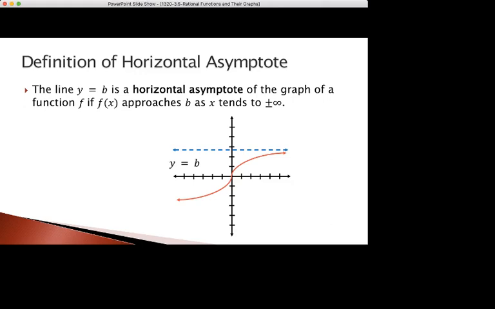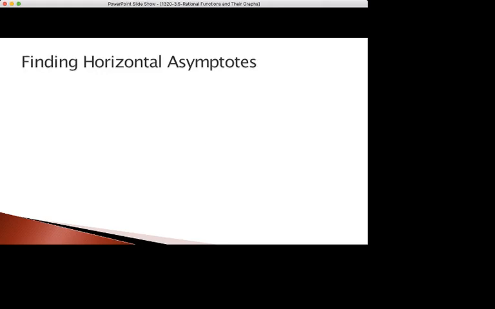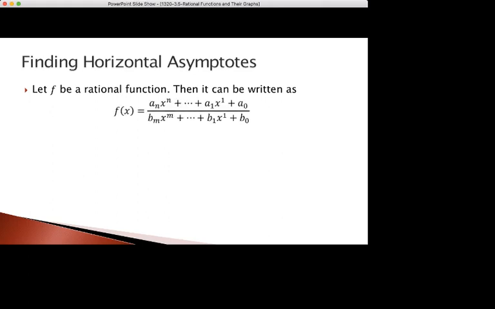So that's an important distinction between a vertical and horizontal asymptote, and it's very important to keep that in mind when we're talking about asymptotes. So once again, we've introduced a new definition, so it only makes sense now to look at an example in finding these horizontal asymptotes. Picking a rational function f, it can be written as this.